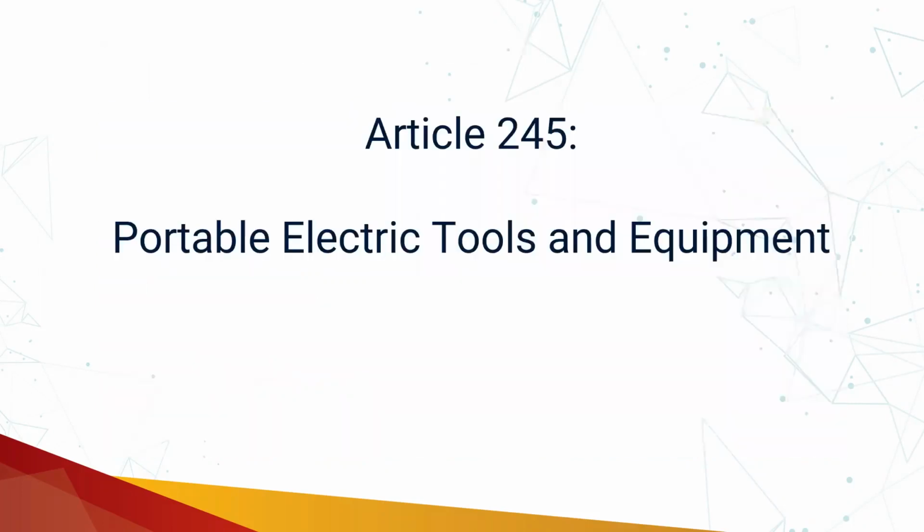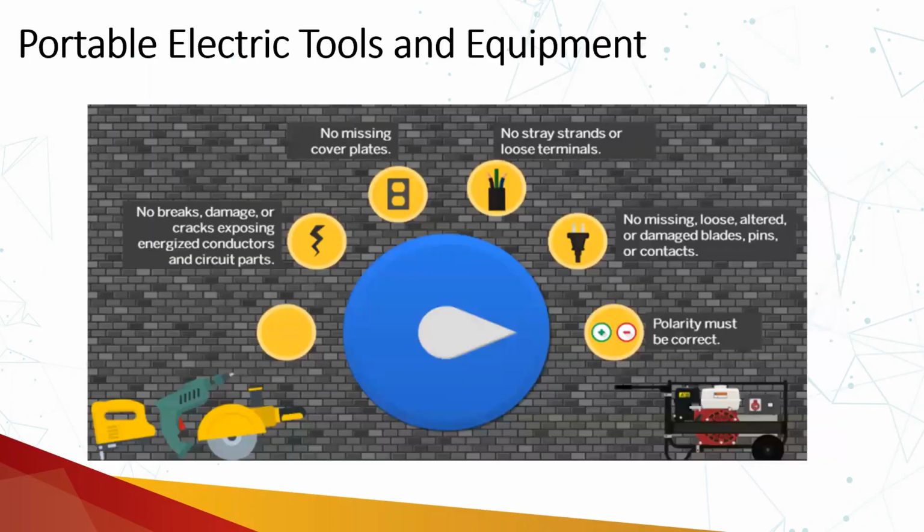Article 245 is about portable electrical tools and equipment. There should be no breaks, cracks, or exposed energized conductor and circuit parts. No missing cover plates, no stray strands or loose terminals, and no missing, loose, altered, or damaged plates, pins, or contacts. Polarity must be correct for portable electrical equipment and tools.